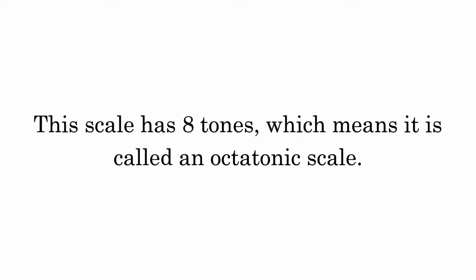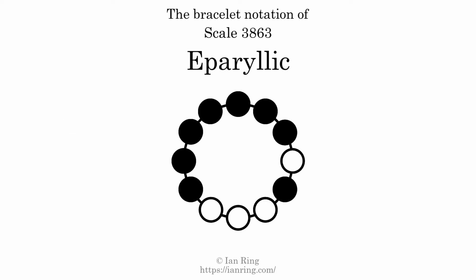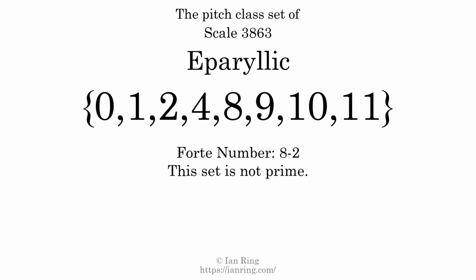This scale has 8 tones, which means it is called an octatonic scale. This is a bracelet notation diagram of scale 3863. The shaded circles represent tones that appear in the scale, and they are read clockwise, starting at the top. The pitch class set for this scale is 0, 1, 2, 4, 8, 9, 10, 11. The fault class is 8, 2. This set is not prime.